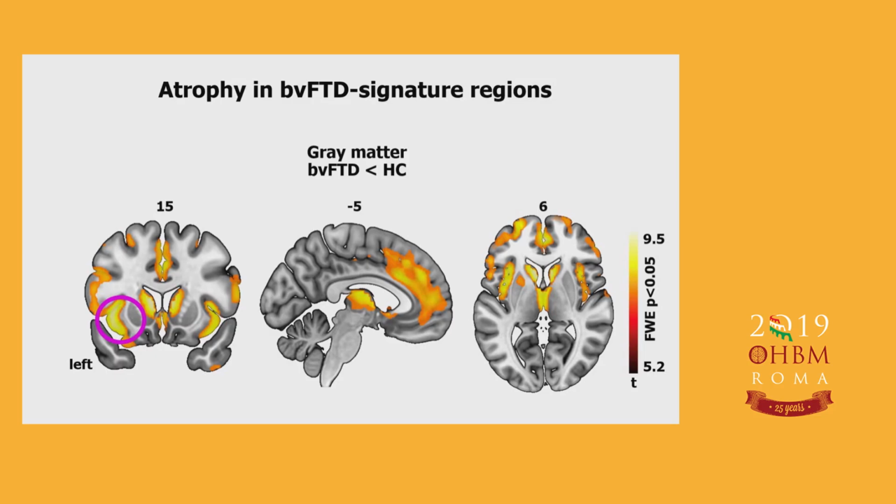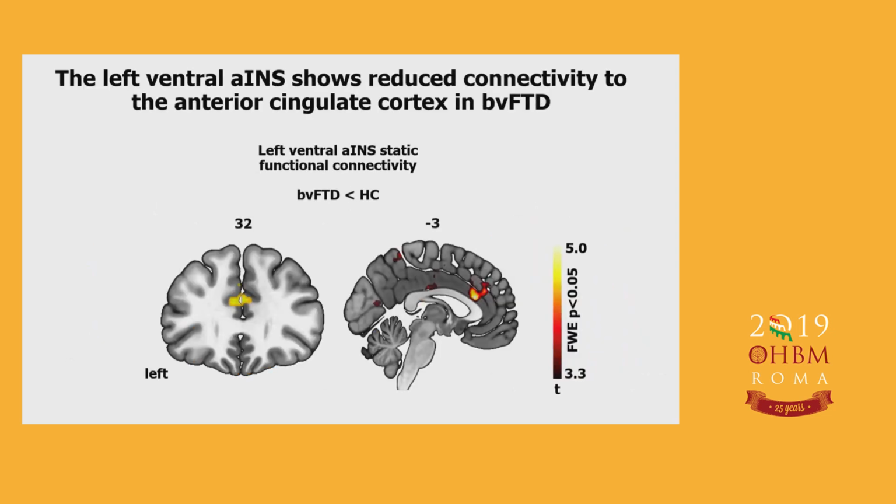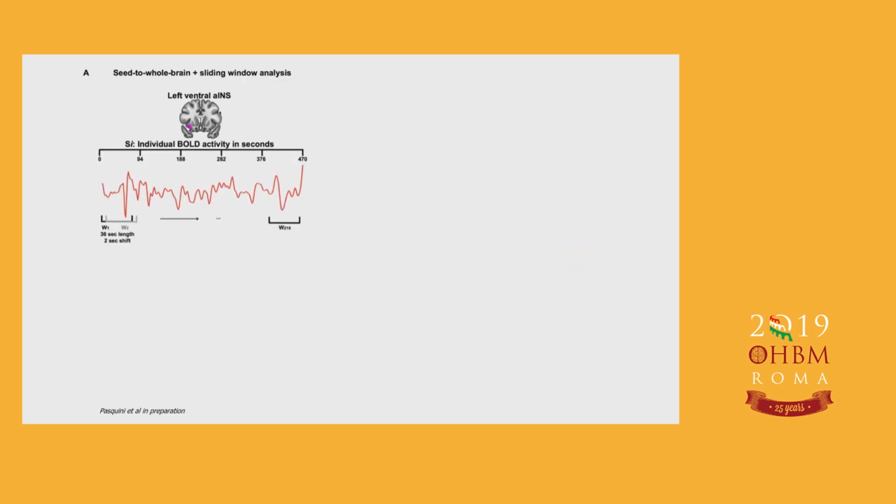But what this analysis also revealed is that the peak atrophy level was found in a cluster in the left ventral anterior insula, and this finding then also had an impact on all our following analyses. For example, we also looked at whether we could replicate previous findings of static connectivity decreases, showing that in BVFTD, the insula has lower connectivity to the anterior cingulate, this typical salience network reduced connectivity, which is found in patients with BVFTD when compared to age-matched controls.